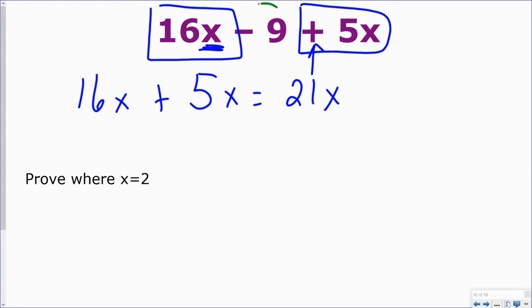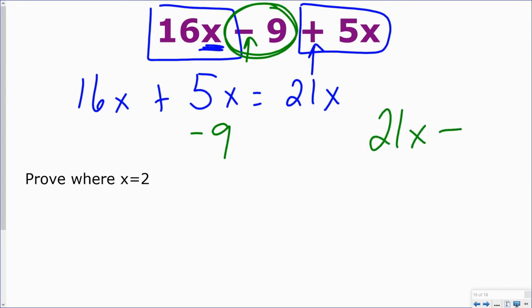And I still have some things left in the problem. So I'm going to look here, and I have a minus 9, because again, the subtraction sign is going to go along with the 9. So that gives me a minus 9. So my simplified expression then would be 21x minus 9.